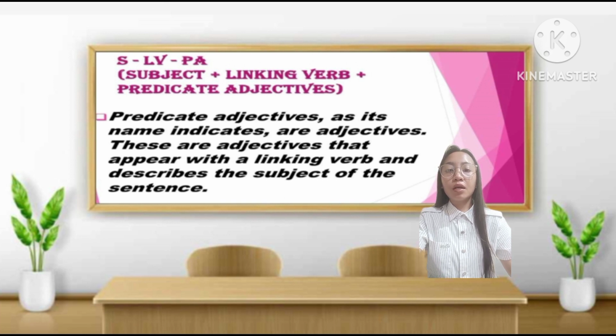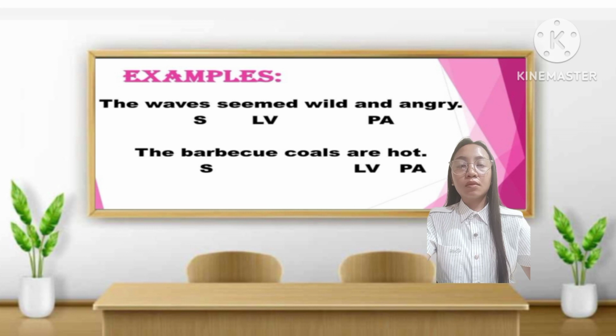In this pattern, it includes the linking verb with adjectives. These adjectives describe the subject of the sentence. Example, the waves seemed wild and angry. The waves is the subject. Seemed is the linking verb. Wild and angry is the PA. The barbecue coals are hot. The barbecue coals is the subject. Are is the linking verb and hot is the PA.